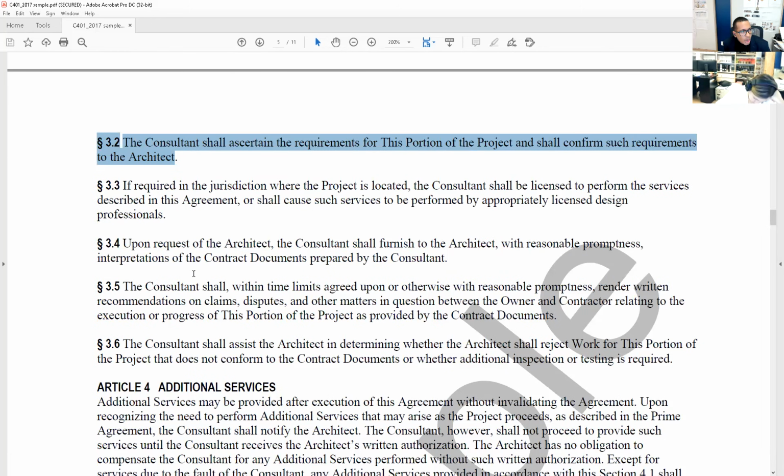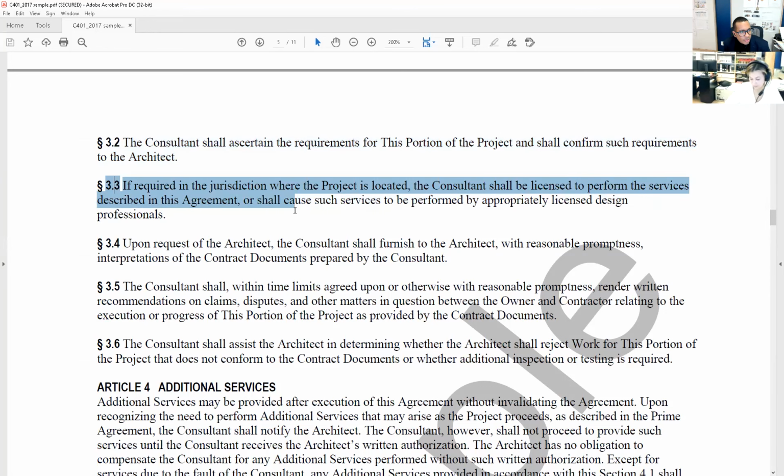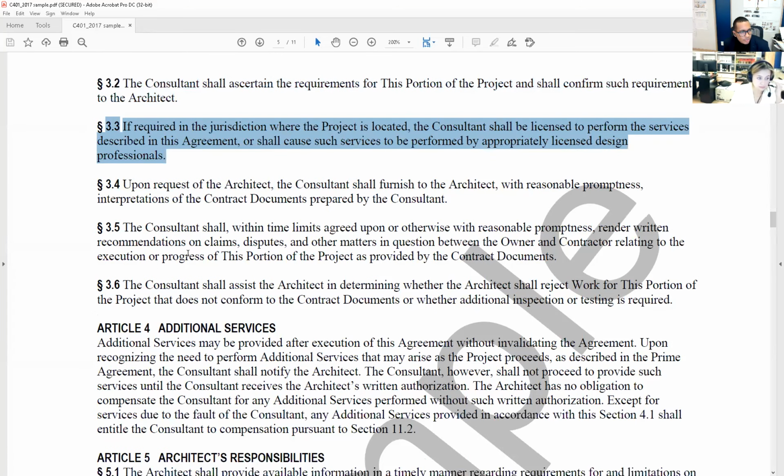Section 3.3. If required in the jurisdiction where the project is located, the consultant shall be licensed to perform the services described in this agreement and shall cause such services to be performed by appropriate licensed professionals. Very straightforward. You've got to be licensed to do that in that particular jurisdiction if it's required in that jurisdiction. If it's not, then it doesn't matter.